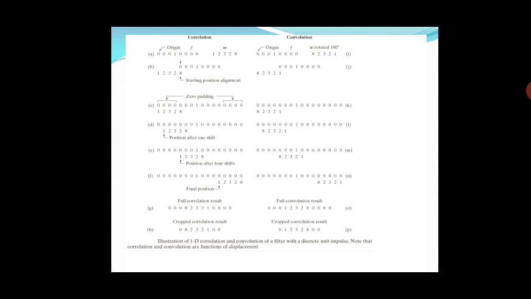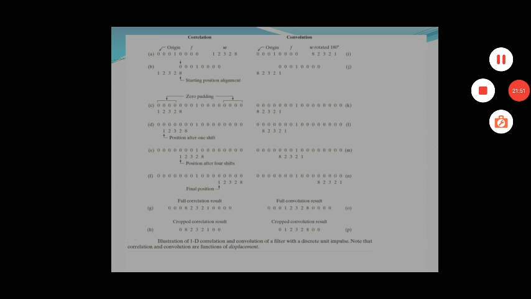In digital image processing, both are treated the same. In digital signal processing, you might have studied correlation and convolution separately. In image processing, both are dealt with the same way, and the output result is also the same. The general term we use is convolution.